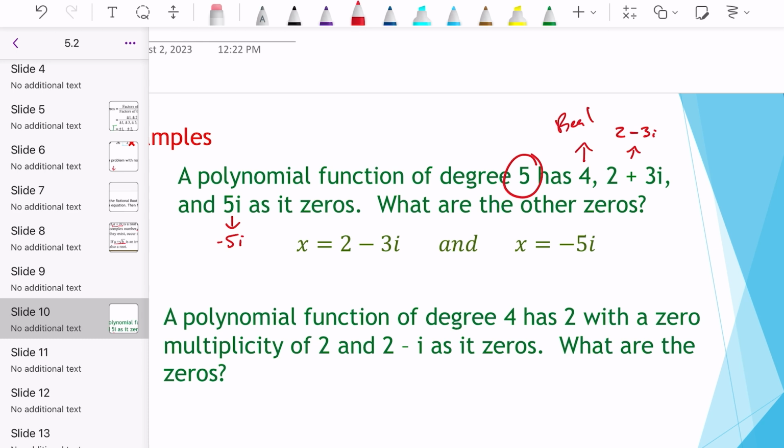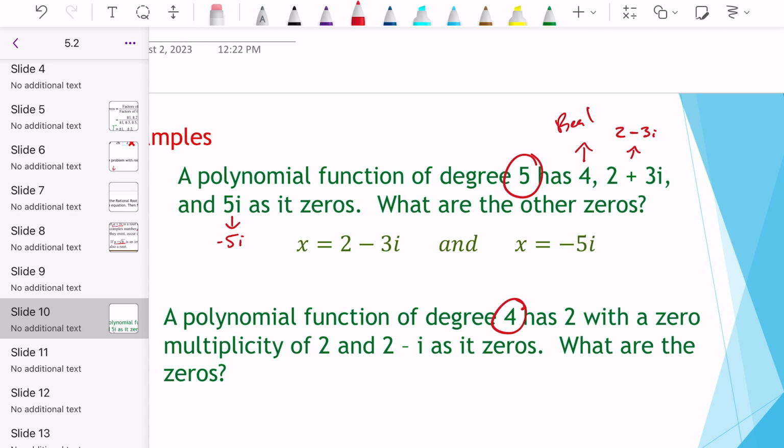Now, as we take a look at this problem, it says a polynomial function of degree 4 has 2 with a multiplicity of 2, and 2 minus i as its zeros. So let's first understand what is being said here. There are 4 answers because the degree is 4.